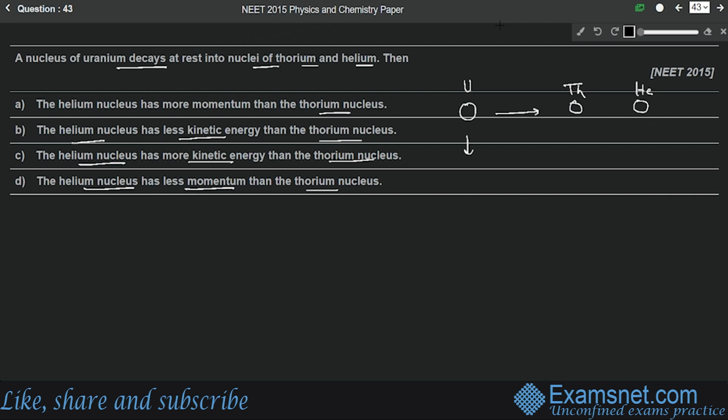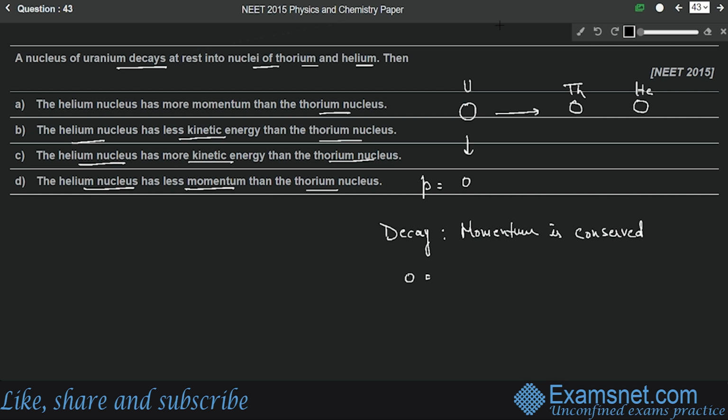That means its momentum was 0. Momentum for uranium was 0. And we know that in case of decay process, the total momentum remains conserved. That means the momentum before decay is equal to the momentum after decay. And before decay it is 0 because uranium was at rest.